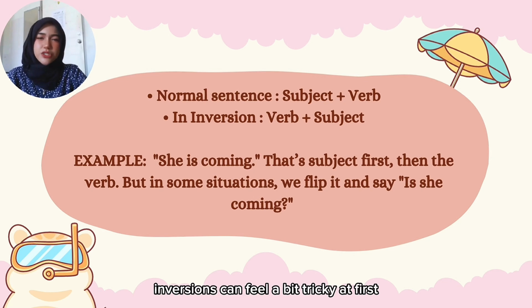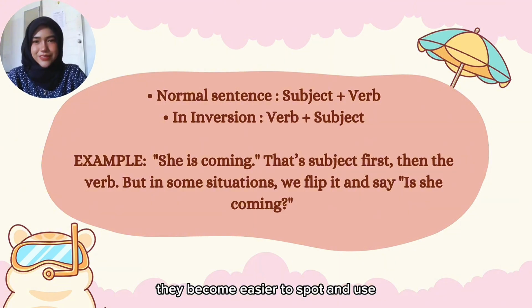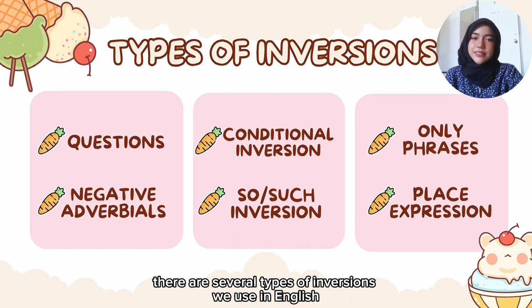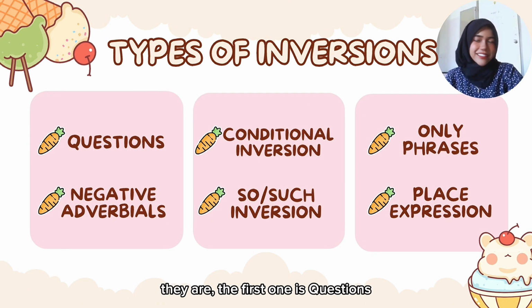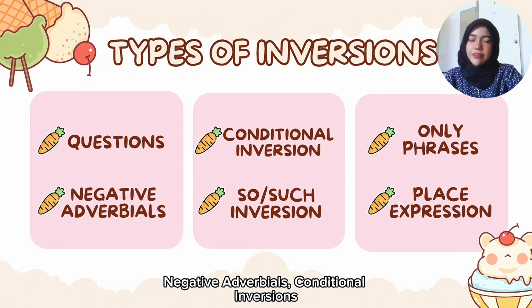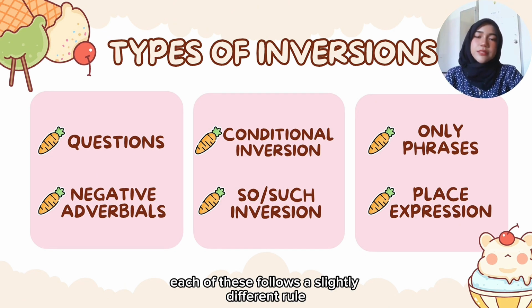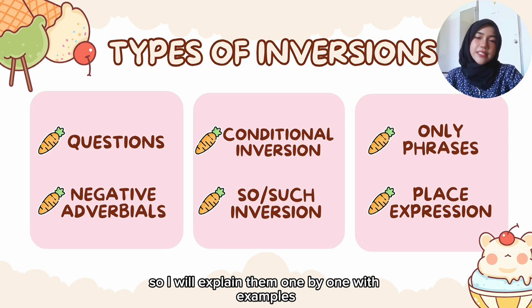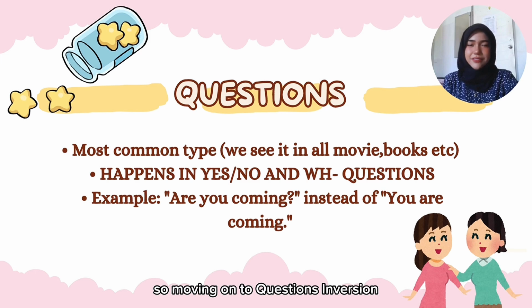Inversions can feel a bit tricky at first, but once you start to learn the patterns, they become easier to spot and use. There are several types of inversions we use in English, and today we will go through 6 of the most common ones. They are, the first one is questions, negative adverbials, conditional inversions, so or such inversions, only phrases, and the last one is place expressions. Each of these follows a slightly different rule, so I will explain them one by one with examples.